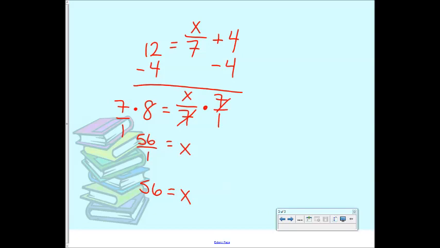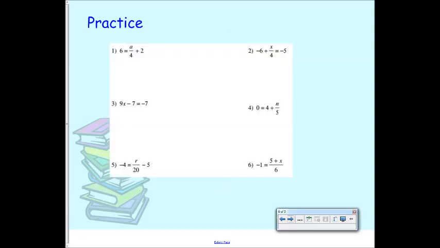All right, on your way, if you want to grab a calculator on your way to your boards, go ahead. You guys are going to do all 6 of these.